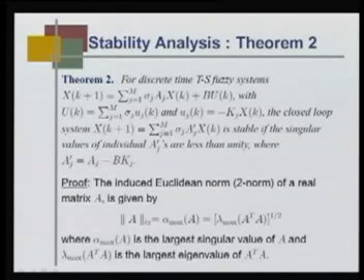Okay. So, here the proof: the induced Euclidean norm, or second norm, of a real matrix A is given by the A second norm. The induced norm is the maximum singular value of the A matrix, and what is that? The maximum singular value of the A matrix is computed as the maximum eigenvalue of A transpose A, and take the square root. So, I compute the maximum eigenvalue of A transpose A and take the square root, then I find the maximum singular value of A, where alpha max A is the largest singular value of A, and lambda max A transpose A is the largest eigenvalue of A transpose A.